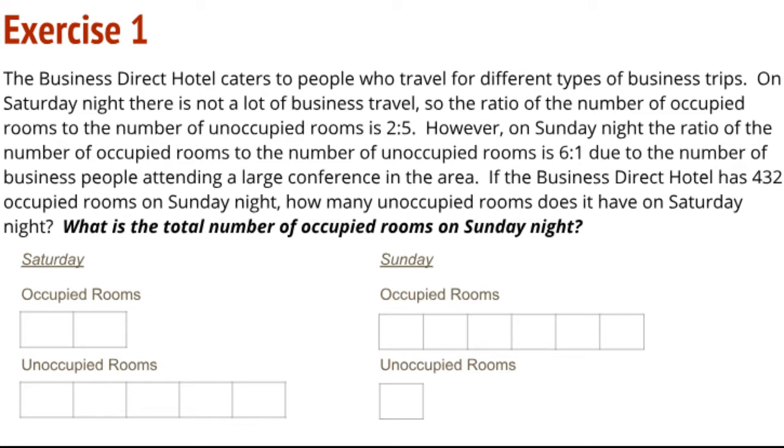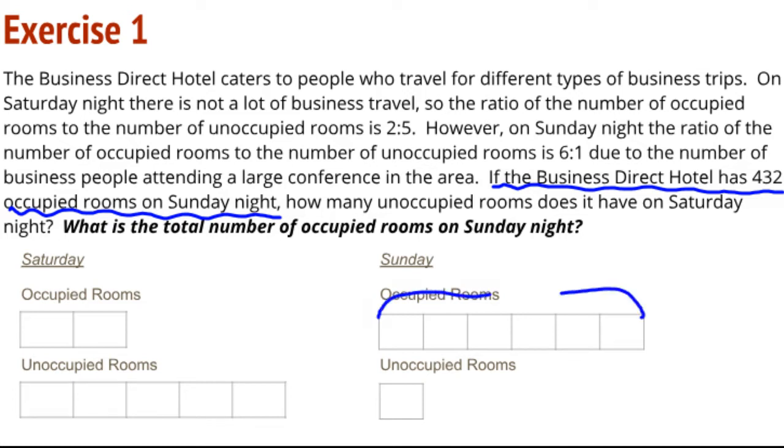Now, what is the total number of occupied rooms on Sunday night? So we need to go back in the problem, need to do a little bit of reading here. It says, if the Business Direct Hotel has 432 occupied rooms on Sunday night. So now we have a piece of information that we can actually assign to our tape diagram.